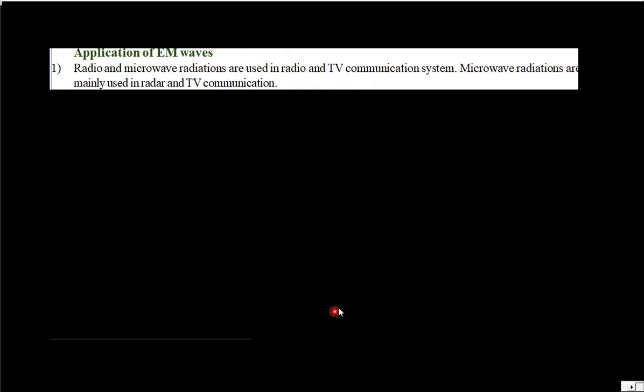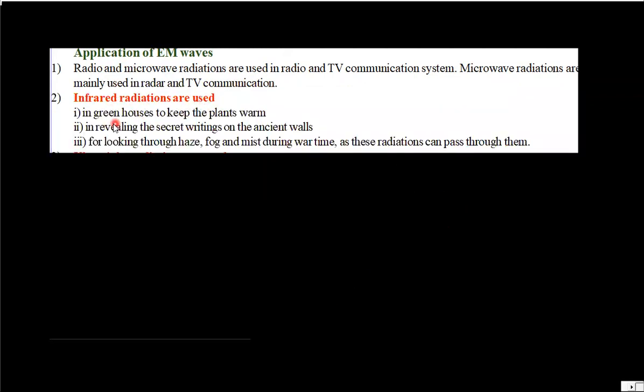Next one, infrared radiations are used in greenhouses to keep the plants warm, in revealing secret writing on ancient walls. These are all important questions they ask on these topics. They are also used for looking through haze, fog and mist during wartime, as these radiations can pass through them. This is the use of infrared radiations.